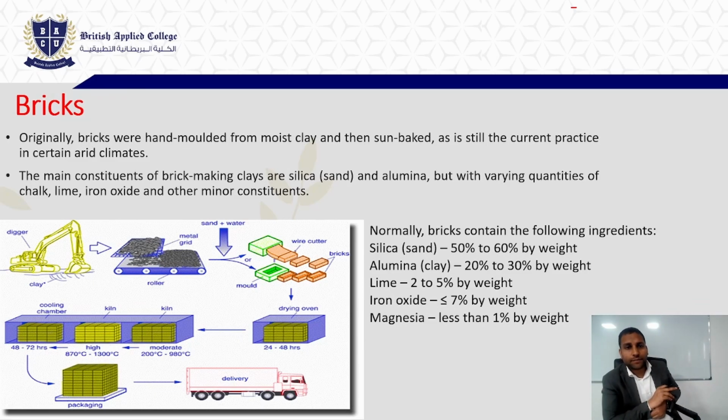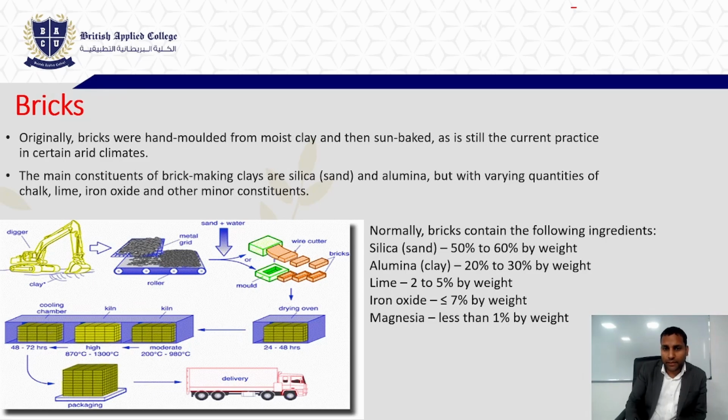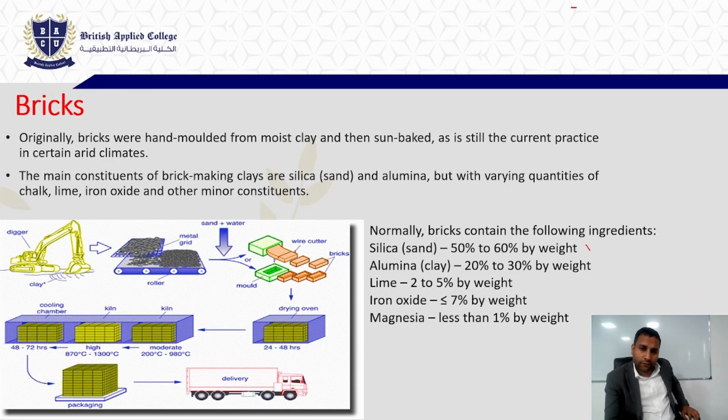Now, generally there are certain materials in the brick. Brick is made up of silica, alumina, lime, iron oxide and magnesium. These are a few of the materials. We can add a few more additives depending upon our need, but these are the basic contents. Silica is nothing but sand, and it comprises 50 to 60% by weight of the brick.